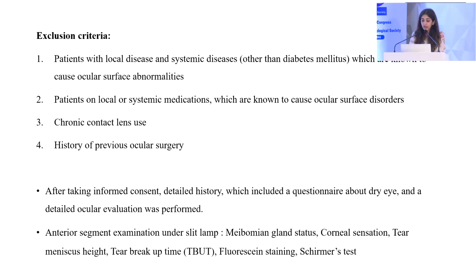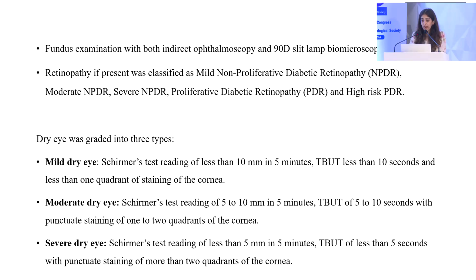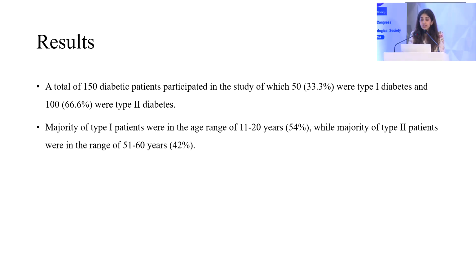After taking informed consent, a detailed history, which included a questionnaire about dry eye, and a detailed ocular evaluation were performed. An anterior segment examination under slit lamp included meibomian gland status, corneal sensation, tear meniscus height, tear breakup time, fluorescein staining, and Schirmer's test. Fundus examination with both IDEO and 90D slit lamp biomicroscopy was done, and retinopathy was classified into mild, moderate, severe NPDR and proliferative diabetic retinopathy. Dry eye was graded into 3 types: mild, moderate, and severe, based on Schirmer's test, TBUT, and corneal staining.